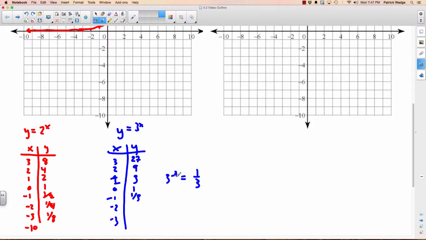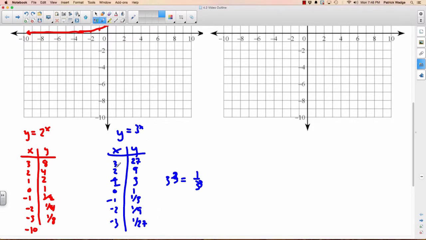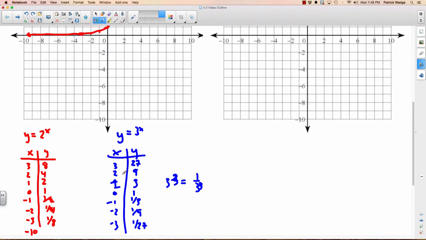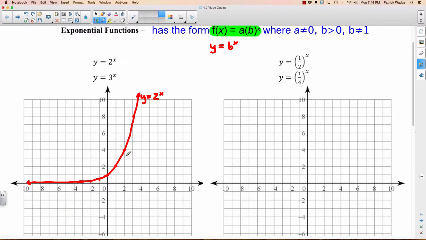3 to the -2. Well, when you flip it, there'll still be a 2 here, so now it's 1 over 9. And 3 to the -3. When you flip it, it'll be 3 cubed. You get 1 over 27. So let's graph these in blue. 27 we can't graph. It's off the graph. So 2, 9, and 1, 3 are our first points. So we can graph 2, 9, and then 1, 3.